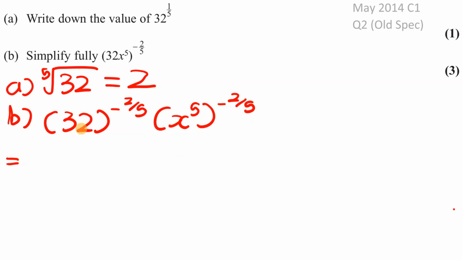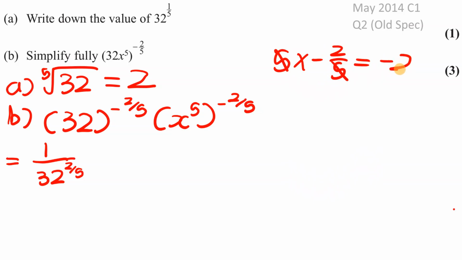So remember when you have a negative fraction as the power, just do it step by step. We have this minus in the power, so this is therefore going to be 1 over 32 to the power of 2 over 5, and then we have x to the power of 5 to the power of minus 2 over 5. Now remember, when you have a power to a power, you can multiply them together, so we have 5 times minus 2 over 5, and this 5 will cancel out with this 5 denominator to just leave us with minus 2. So therefore this is now going to be x to the power of minus 2.